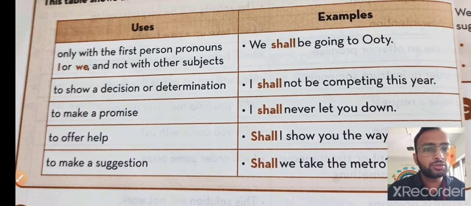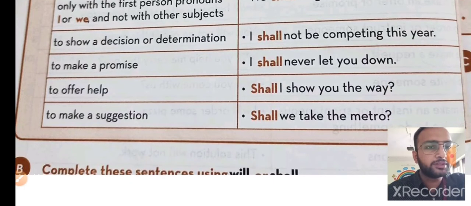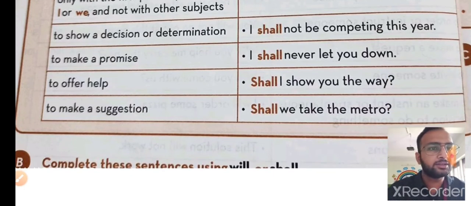To show a decision or determination: I shall not be competing this year. I shall not be taking part. In sense they are telling that they will not take part in any competition. He will not take any part in the competition. I shall not be competing this year. To make a promise: I shall never let you down. To offer help: shall I show you the way? To make a suggestion: shall we take the metro?